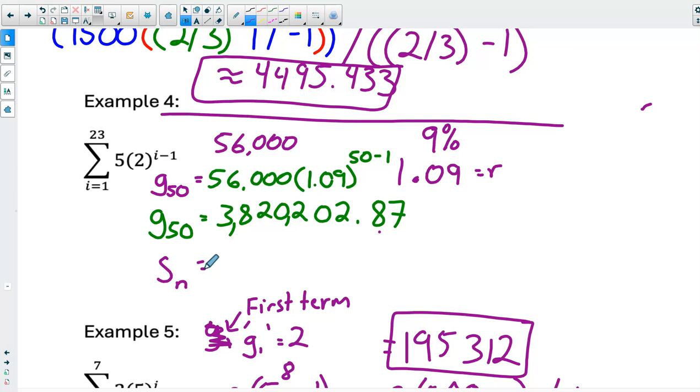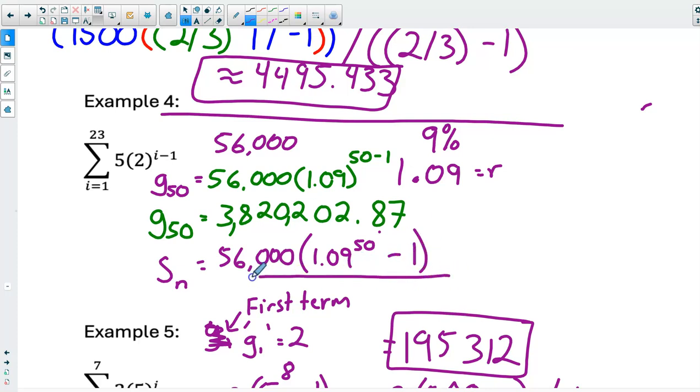Let's talk about this then. Let's find out how much money Griff made over those 50 years. So now we're calculating the sum. We're going to take 56,000 times 1.08 to the 50th, minus 1, and then all divided by 0.08, because I'm doing the 1.08 minus 1, and I'm just going to leave that there. It makes our calculation a little bit easier. So what do we get?